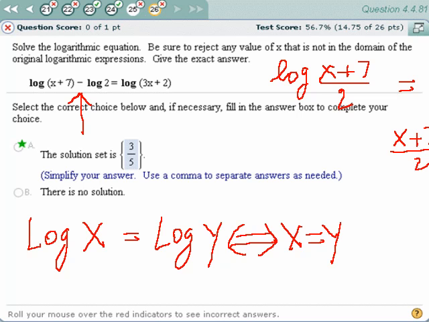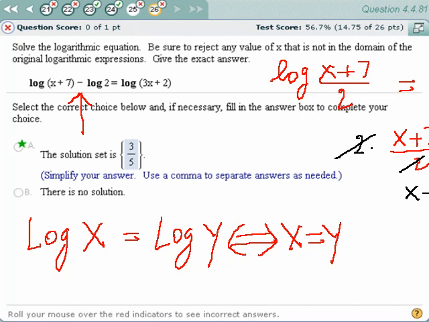Okay? So now I have to solve this simple linear equation. The best way to solve this simple linear equation is by multiplying both sides by 2 to simplify the fraction. This by 2, and all this I multiply by 2. So here the 2 and the 2 cancel. So I end up with x plus 7 equals 6x plus 4. Okay? I get 6x plus 4.